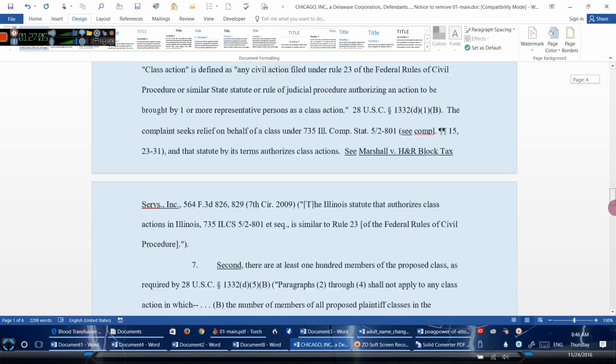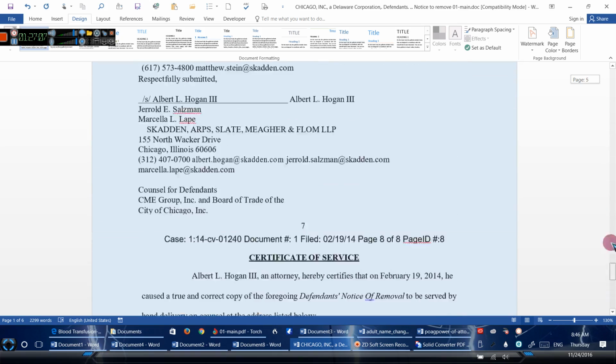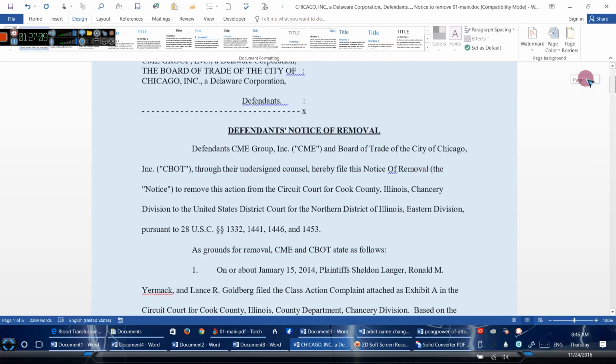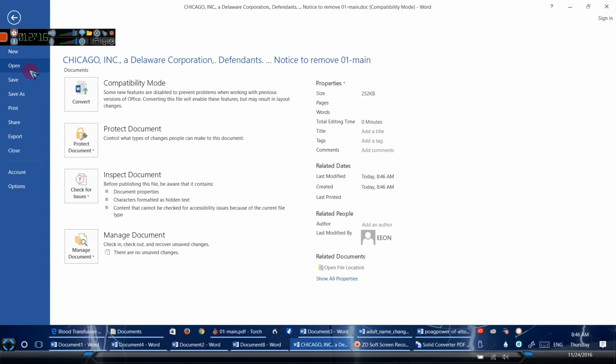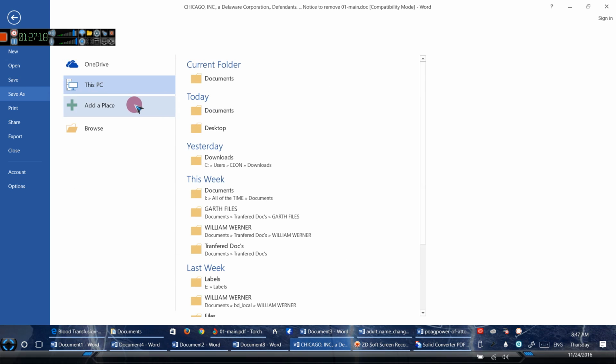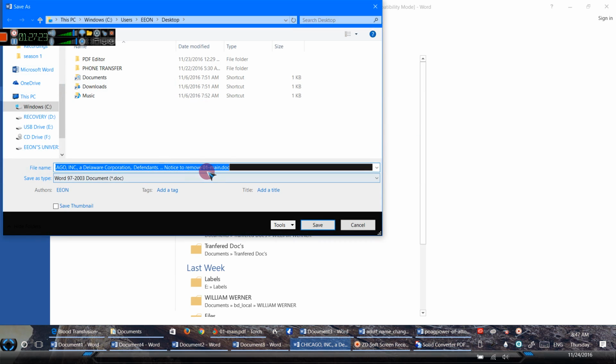Ladies and gentlemen, I just converted this PDF. Guess what? Now I want you to pay attention. File. Save as. And we're going to do desktop. Okay, on my desktop, I get rid of Maine because I don't need that. And I don't need Delaware. I do Illinois.